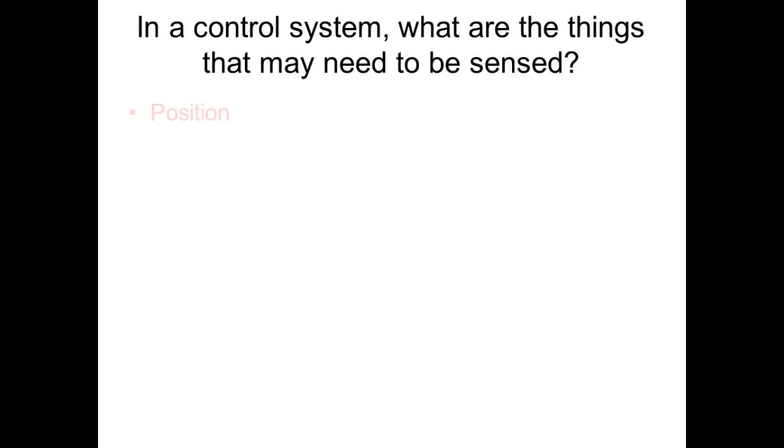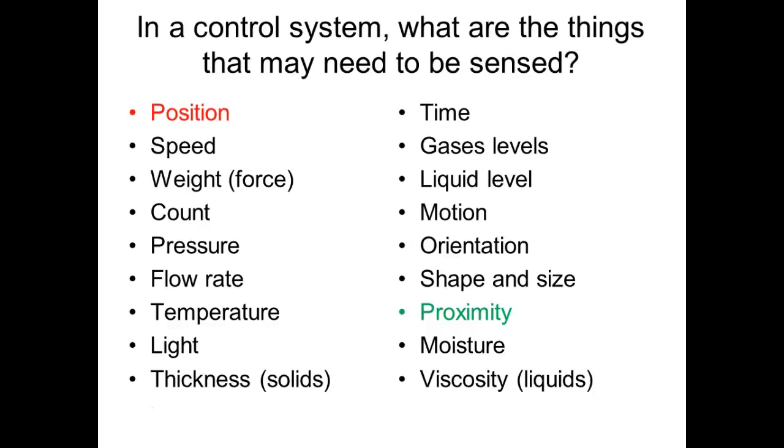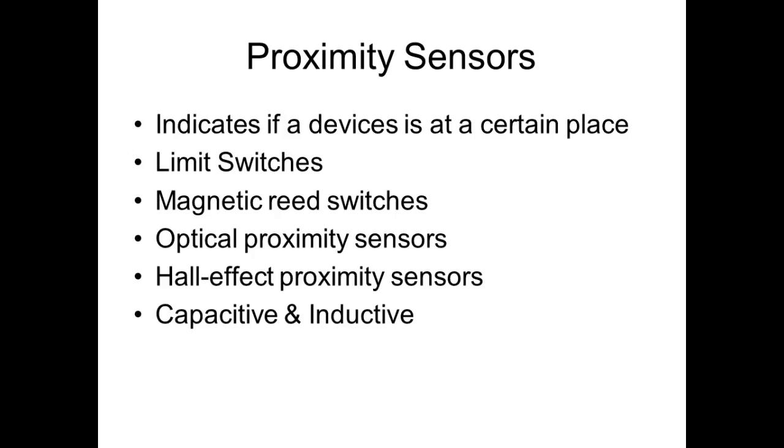We've already looked at this. We've already talked about position sensors, and I don't have lighting ready. But what we're doing now is looking at proximity sensors, which indicate devices at a certain place. So we have limit switches, magnetic reed switches, optical proximity sensors, Hall effect, and capacitive inductance. These are the main categories.